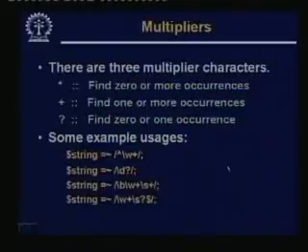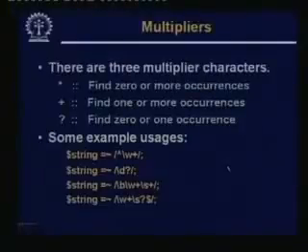Multipliers are another important thing where we sometimes specify repeated values. We may want to check something like this: a string which begins with a character, after that it can contain any number of alphanumeric characters, but should end with a digit. How do we specify this? There are some multiplier characters we can use for that. There are three such characters.